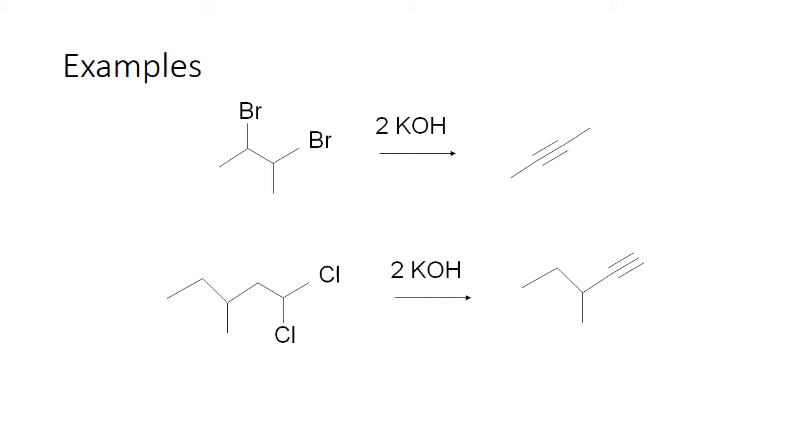Here are some examples of how you can form alkynes by dehydrohalogenation. Here we're taking a vicinal dihalide and treating it with 2 potassium hydroxide. And here we're taking a geminal dihalide and treating it with 2 potassium hydroxide. With the treatment of the base, what happens is you will form the alkyne. Here we're forming a terminal alkyne. Here we're forming an internal alkyne.